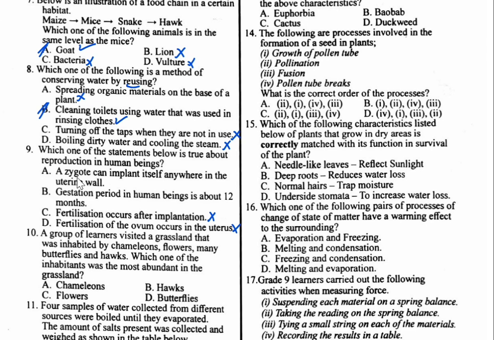Look at A. A zygote can implant itself anywhere in the uterine wall. It cannot be anywhere. When it is anywhere, it leads to what we call ectopic pregnancy, and therefore that is very wrong. The correct option is B, that the gestation period in human beings is about 12 months. That is true. After 12 months, that is when human beings give birth. Continue to question number 10.